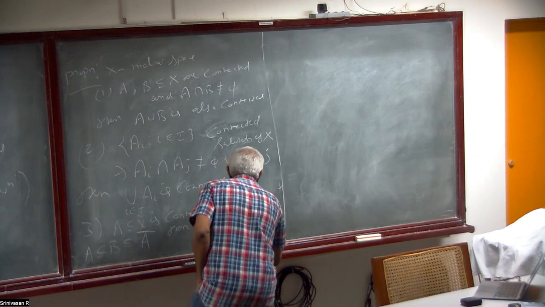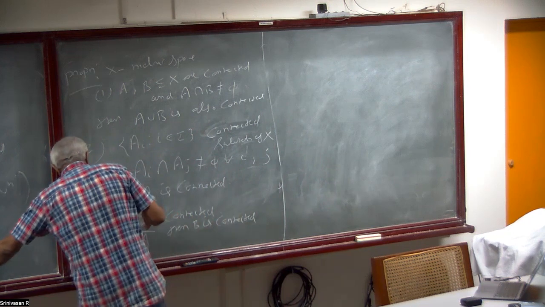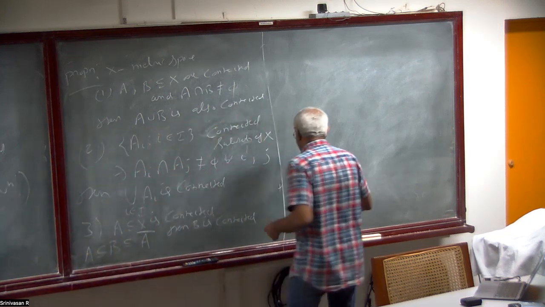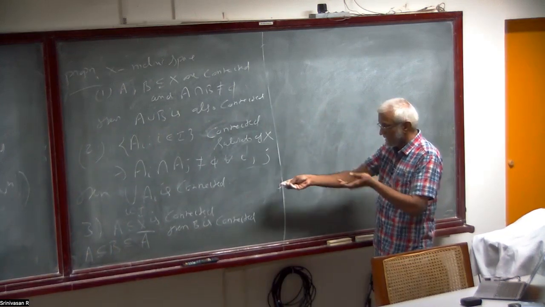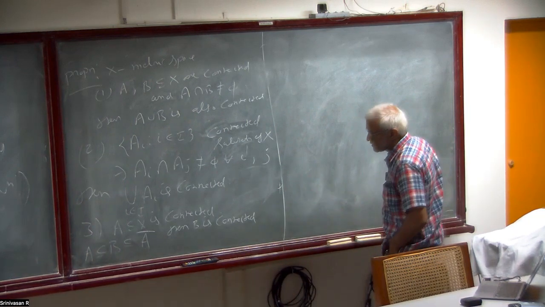The proofs are very easy. They should be left as an exercise. But since we don't have anything really difficult, I'm doing all these things. There are not many deep theorems here. Okay?